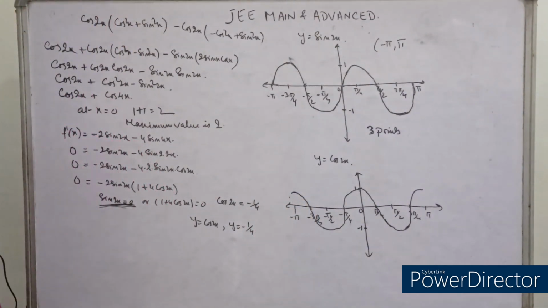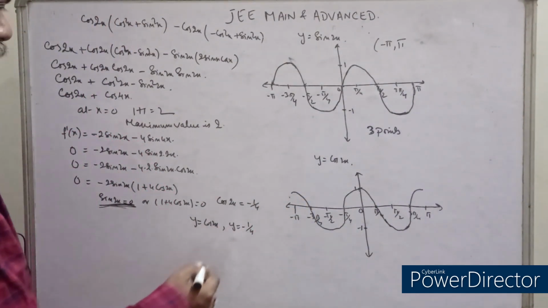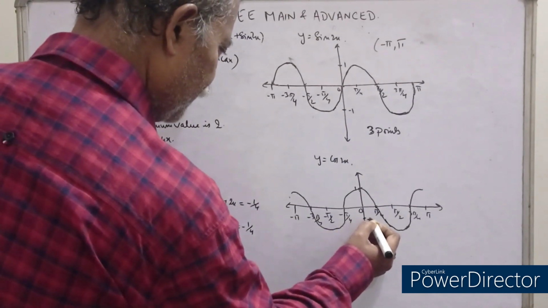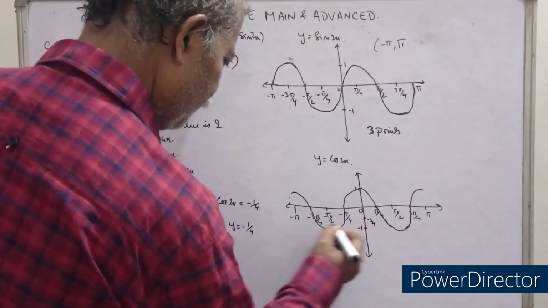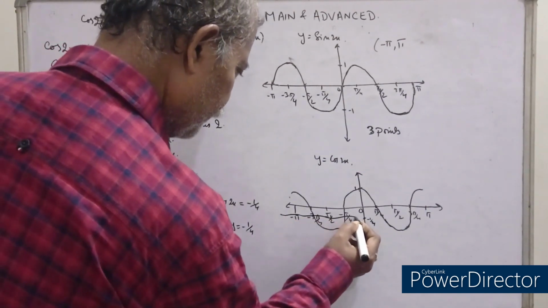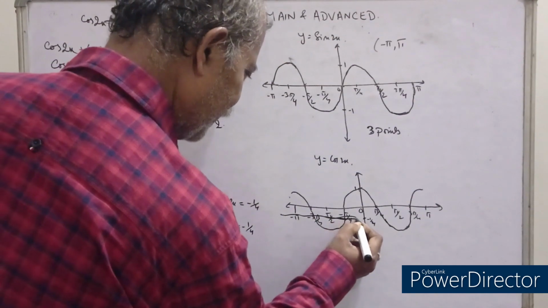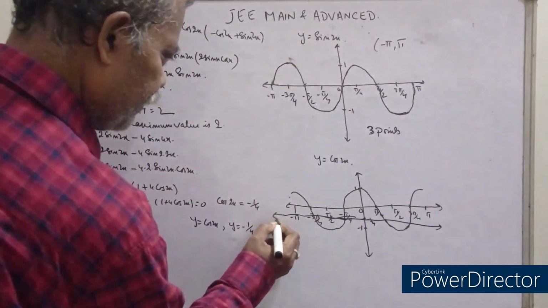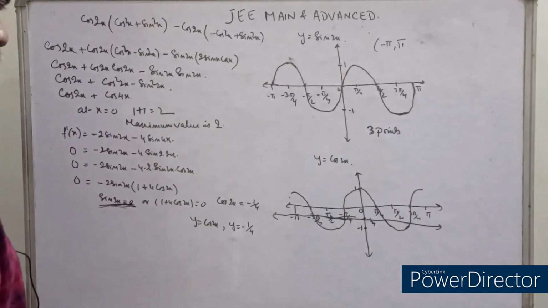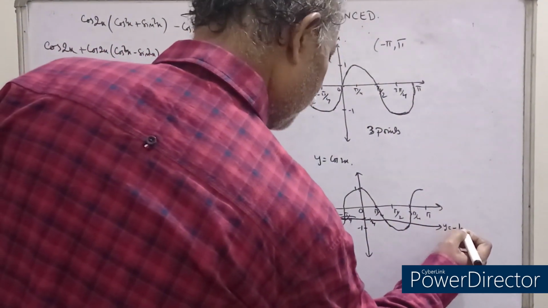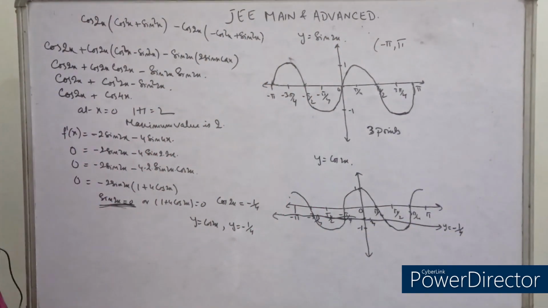This is the graph of y is equal to cos 2x, and y is equal to minus 1 by 4 is somewhere here. This will be a straight line graph.